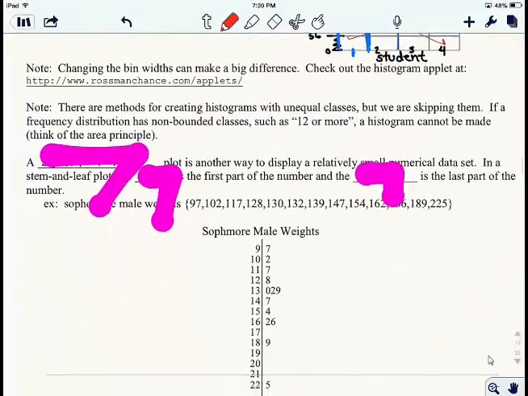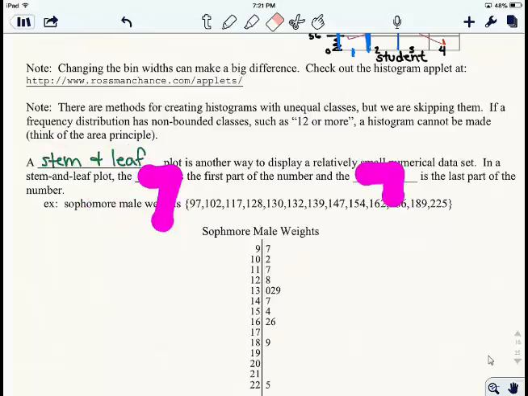If you'd like to see how changing a bin width can make a big difference on your histogram, check out this applet. Note, there are methods for creating histograms with unequal classes, but we are skipping them. If a frequency distribution has non-bounded classes, such as 12 or more, a histogram cannot be made.